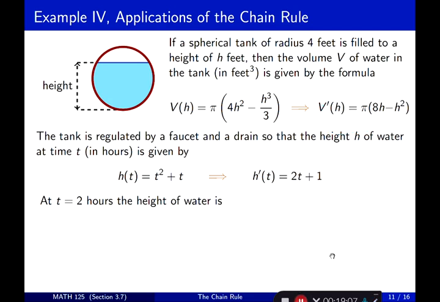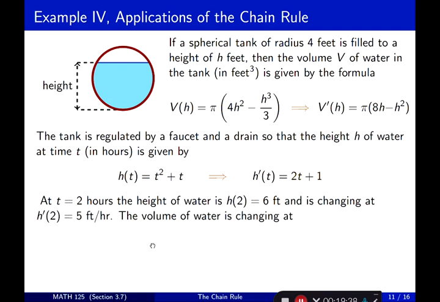So let's go through every step. At t equal to 2 hours, the height of water is h(2) equal to 6 by plugging in here. If I plug in 2 for t squared plus t, it is going to be 6. And then the rate of change for h is coming from this formula. It's 2t plus 1. 2 times 2 plus 1, which is 5. So 5 feet per hour, and h(2) is 6 feet.